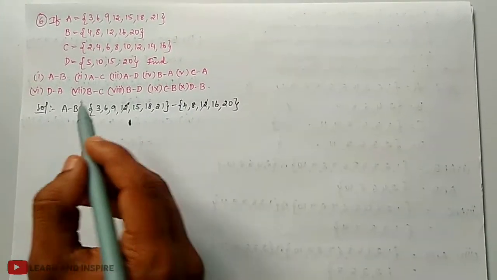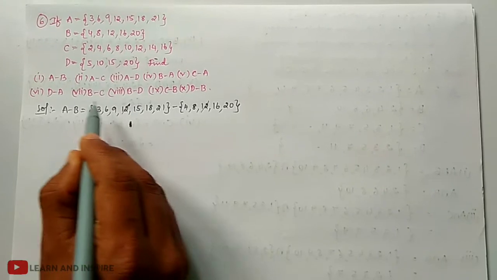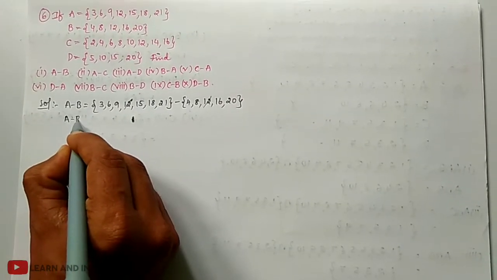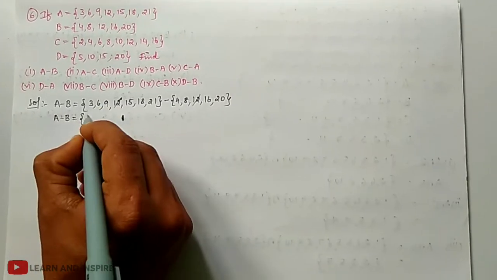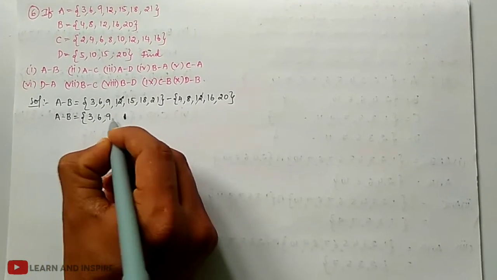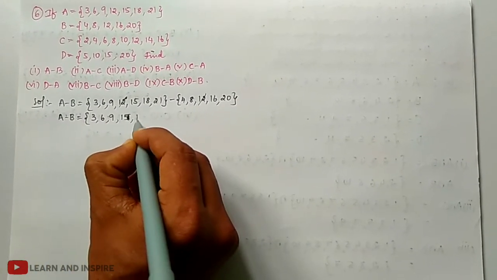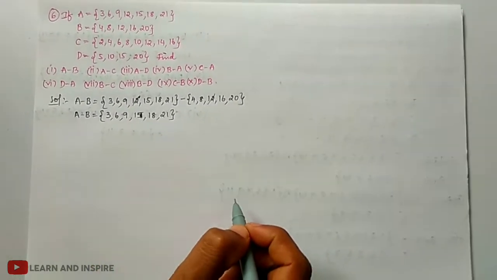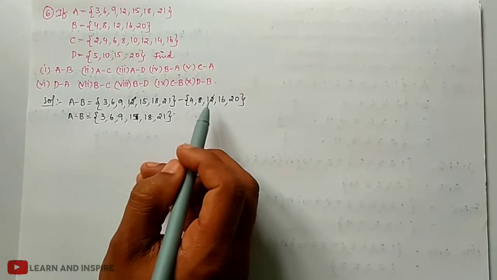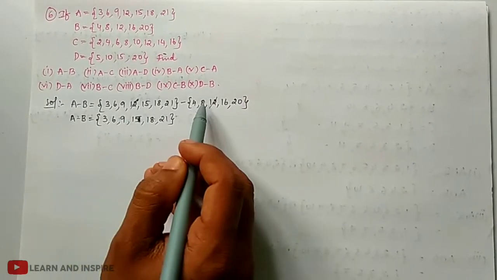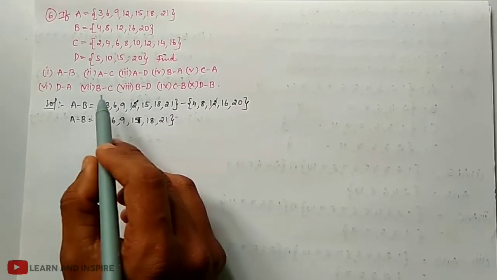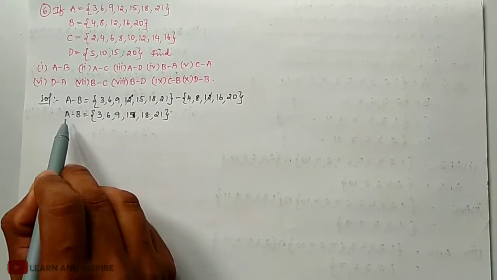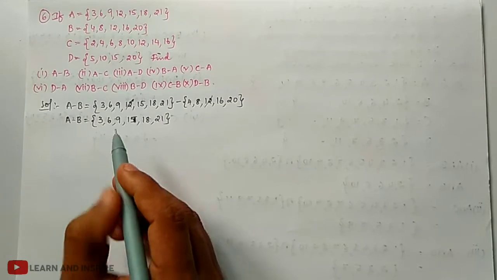Now what are the elements present in the first set? We write that as A minus B. The elements which are present in the first set: 15, 18, 21. Understood how to find the difference of sets? So first we need to cancel the common elements in the first and second set. Then the elements present in the first set, we represent as A minus B.